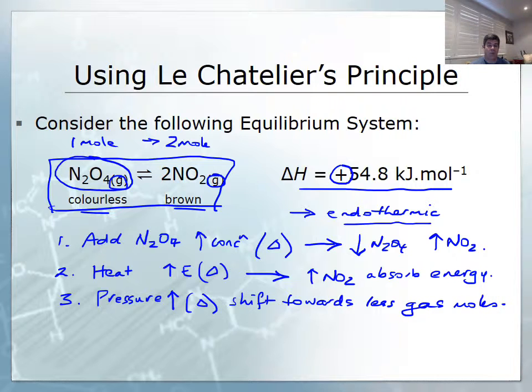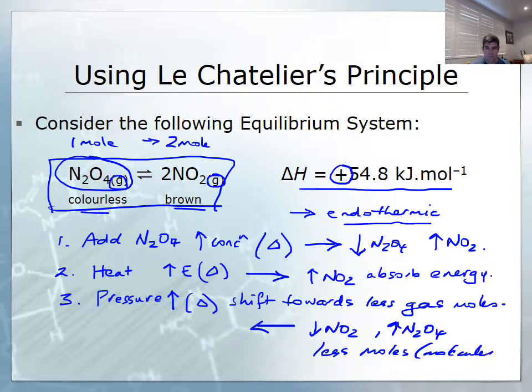So one way of counteracting that increase in pressure is to reduce the number of particles, to reduce the number of moles of gas. This is actually going to shift the equilibrium in the opposite direction. We're going to decrease the amount of NO2, and we're going to increase the amount of N2O4. So we actually have less moles or less molecules. So these are some of the ways in which Le Chatelier's principle can be applied in an equilibrium system.